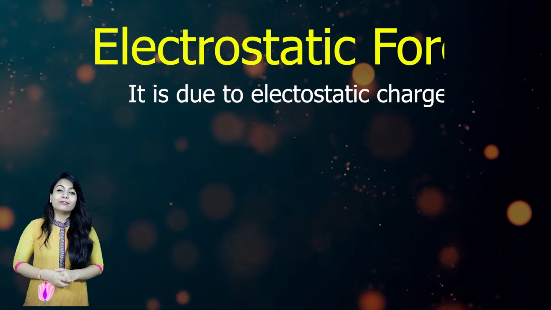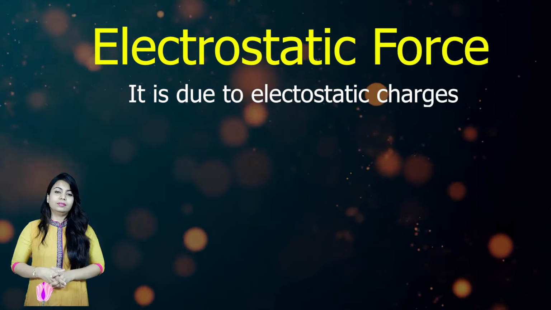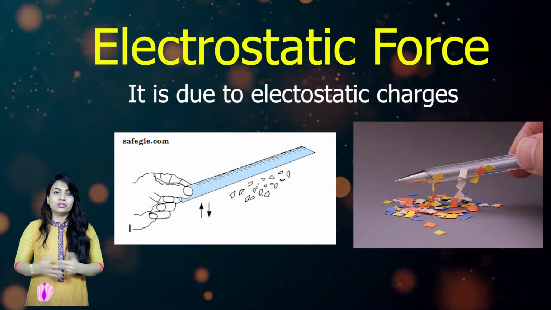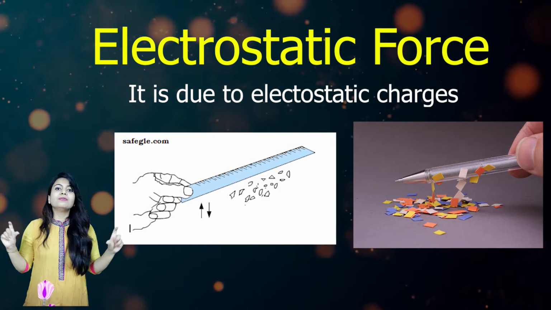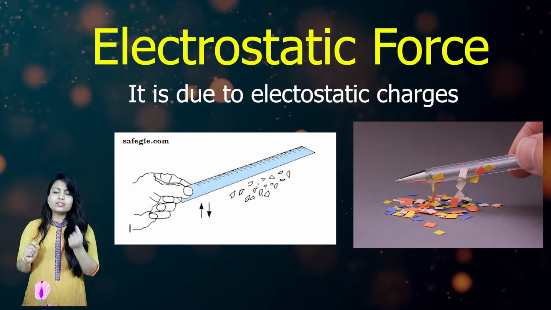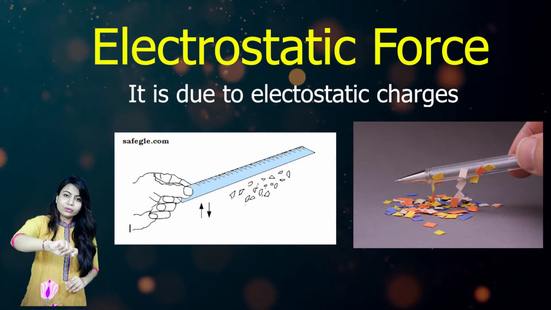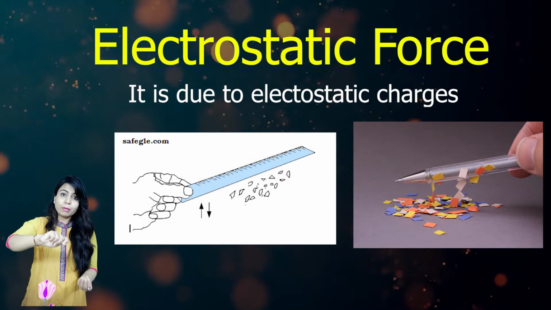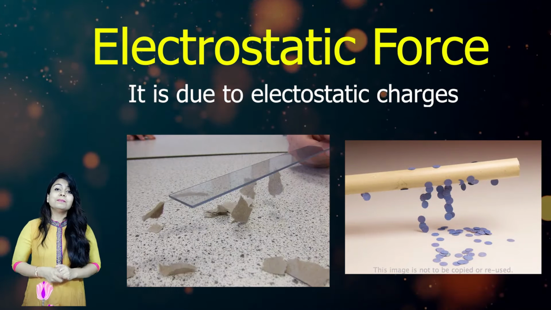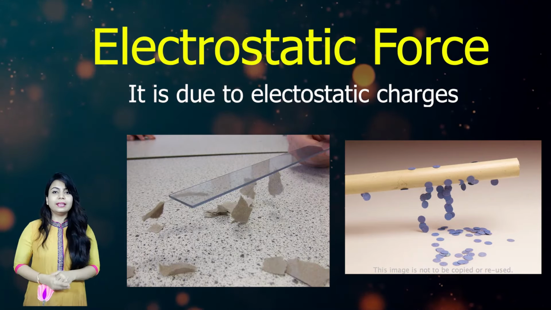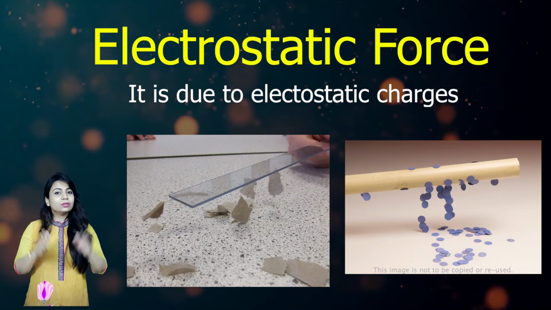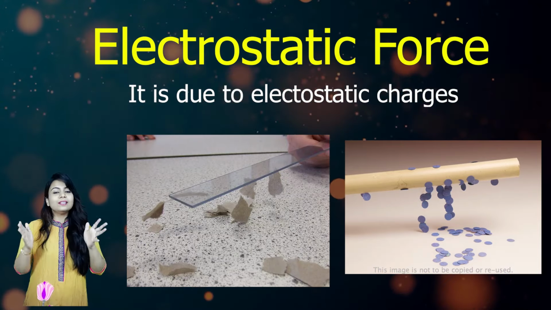Now the second non-contact force is electrostatic force. In this type of force, actually the object is electrostatically charged. Let's take an example. Take a plastic ruler, rub it on your dry hair, then after that bring some bits of paper and try to pull it. What you will observe is the bits of paper start pulling towards the plastic ruler. How does this happen? Actually the plastic ruler gets charged from your dry hair, that is the electrostatic charge, and it pulls the papers towards it. So directly they are not in contact with each other, so it is a non-contact force.